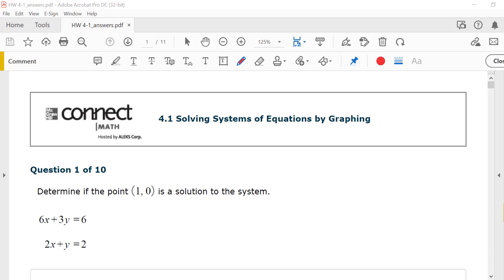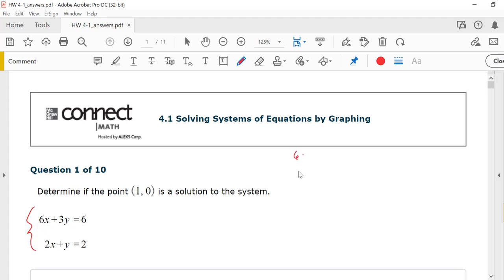Okay, we are starting a new chapter, chapter 4, and section 1 is solving systems of equations by graphing. So let's jump to the first question. It says determine if the point (1, 0) is a solution to the system. And remember that a system is going to be two equations, and that solution has to work. In other words, it has to be true in both equations.